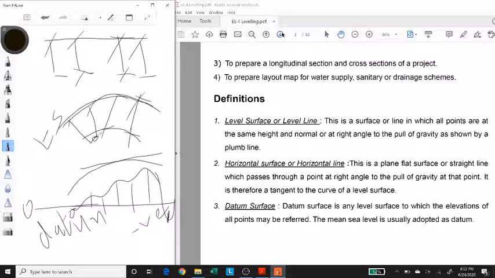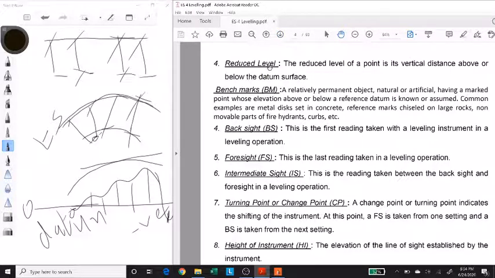So in essence, it is just a reference point or reference line. Then you have this term which is called reduced level. Now, reduced level is the vertical distance of a point above or below the datum surface. So when you use a datum as a reference line, the elevations of different points are called reduced levels. In essence, they are just elevations, the difference in height from the datum, but we use the term reduced level for them. Then we have this term which is called benchmarks.